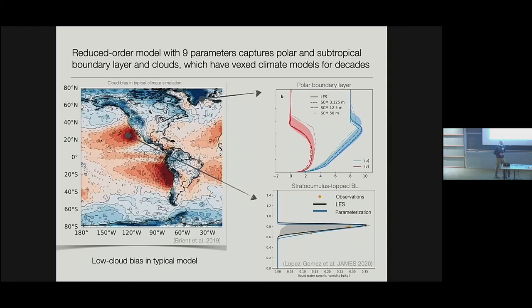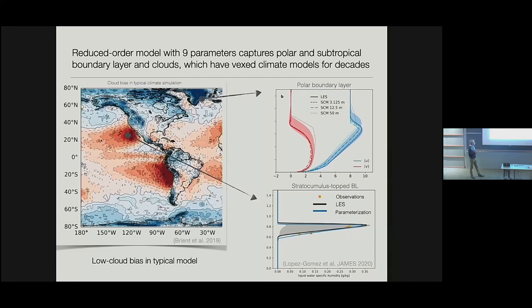So on the left is a figure that shows the cloud bias in a typical climate simulation from the French model in this case, but it looks similar in just about all climate models. So red just means there are too few clouds in the stratocumulus regions, blue too many clouds. And this map is only here to orient you where we are. So in the upper right, you're looking at a polar boundary layer in Greenland. Lower right, you're looking at a stratocumulus top boundary layer off the coast of Baja California.